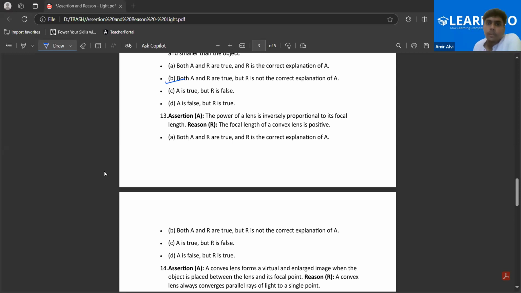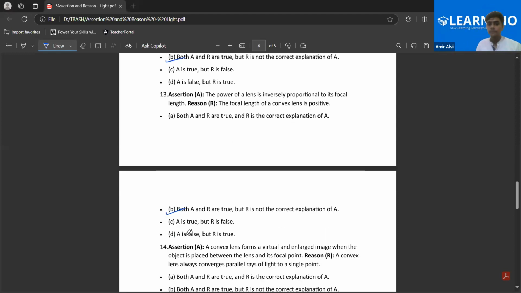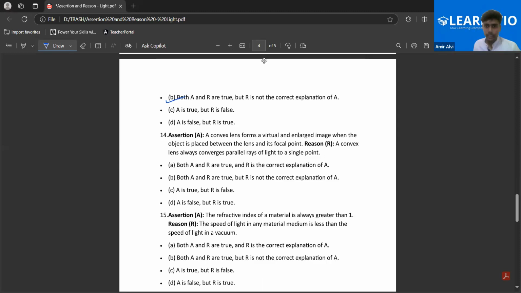Okay. Yes. The power of a lens is inversely proportional to its focal length. Yeah, power is equal to 1 by f, so both are inversely proportional to each other. The reason is saying that the focal length of a convex lens is positive. Yeah, the focal length of a convex lens is positive, but they are not related to each other. Both are independent statements. Are they related to each other? No, right? So it means that it is B. Both are true, but R is not the correct explanation for A. Clear, everyone? I think some said C, no one said C.